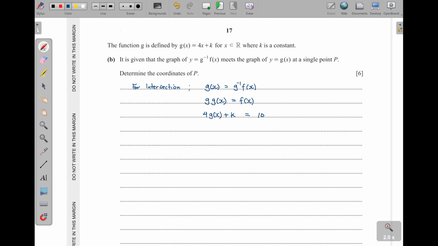We were given 10 plus 6x, then minus x squared. So this is 4. What is g of x? It is 4x plus k. Then there is a plus k again here. That is 10 plus 6x minus x squared. This one will give us 16x, then plus 4k plus k. That will be 5k, right? Which is equal to 10, then plus 6x minus x squared.